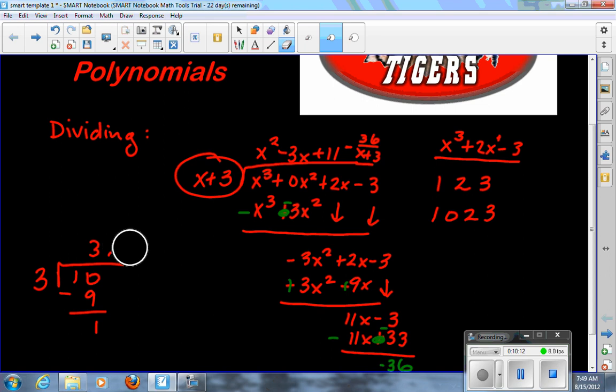What we're going to do is write this as a fraction instead. We're going to say this goes in 3 times, and 1 remainder 1/3 is what I have left over. 3 and 1/3, that's how many times 3 goes into 10. So over here, your remainder is -36, so you put -36 over what you're dividing by. That's it.